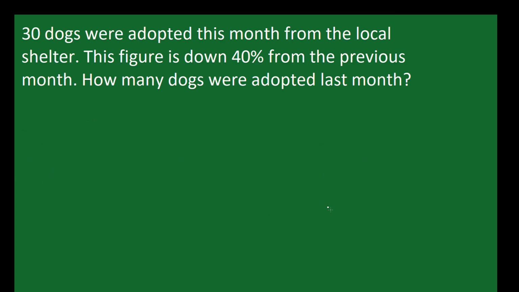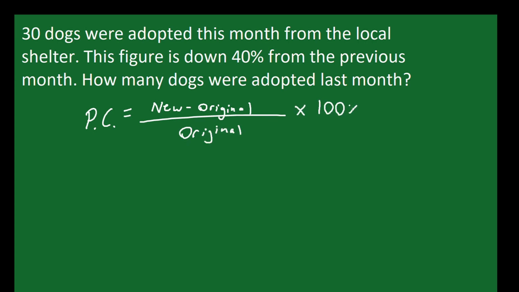Let's do another question. 30 dogs were adopted this month from the local shelter. This figure is down 40% from the previous month. How many dogs were adopted last month? So this question's a little bit different because we don't have the original and the new value. We're only given the new value, and we're being asked to find the original value. If you want, you can start with the same equation we've been using. You can say the percent change is equal to the new minus original divided by the original multiplied by 100%.